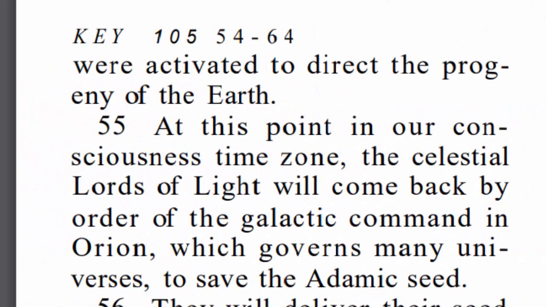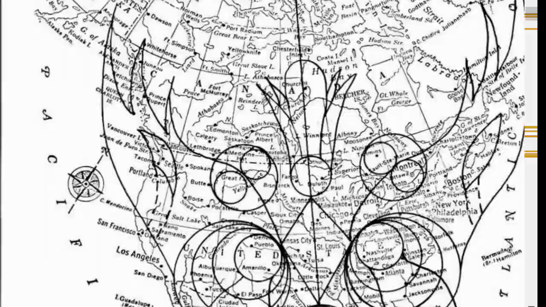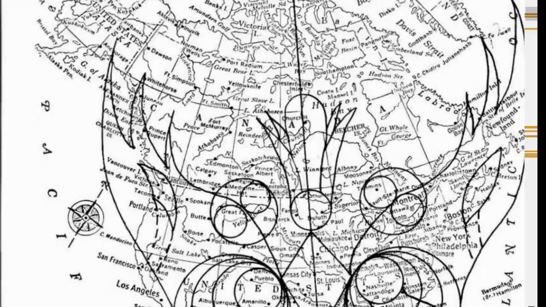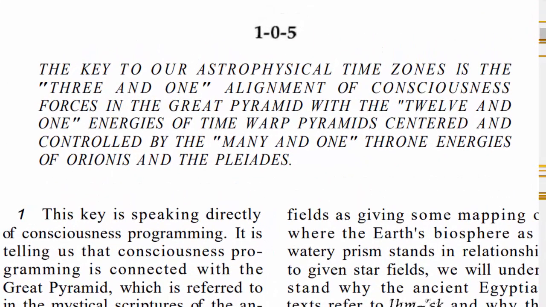The first one comes out of Key 105. Verse 60 says, the crystalline fields of the 12 Urim and Thummim will be cleansed, as the scroll of Revelation says, we will be one with the great white throne in the midst of the earth. This is coming out of Key 105, which has the map in it of the dove. This key says the key to our astrophysical time zones is the 3-in-1 alignment of consciousness forces in the Great Pyramid with the 12-in-1 energies of the Time Warp Pyramid, centered and controlled by the many-in-1 throne energies of Orion and Pleiades, or Kemo and Gizu.